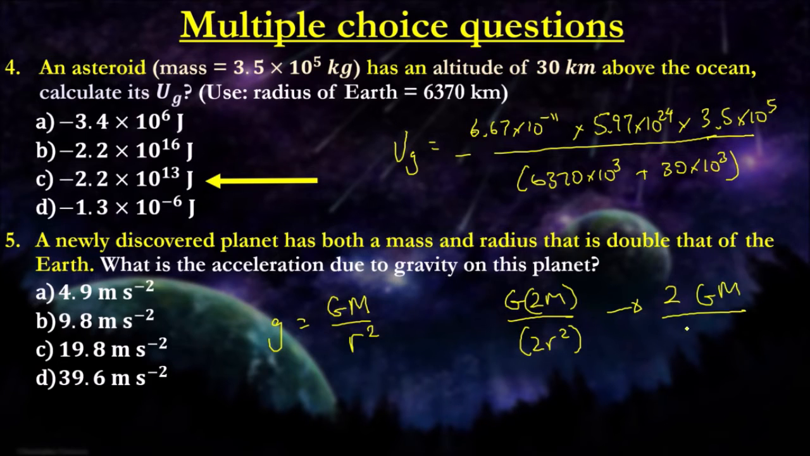2GM over 4R squared. So we would actually find that the gravitational acceleration would be half the amount of Earth. So it'd be 4.9.